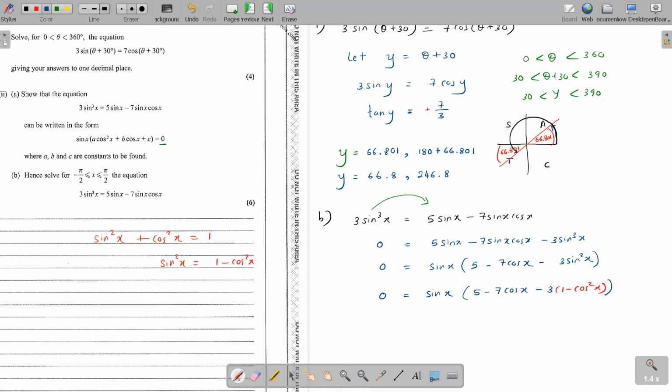So here we have 5 minus 7 cos x minus 3 times sine square x, which will be 1 minus cos square x. That is in addition to the other bracket, so be careful. So 0 equals sine x times 5 minus 7 cos x minus 3 plus 3 cos square x. When I bring everything together, I get 3 cos square x minus 7 cos x, and 5 minus 3 is plus 2. Is that the show that form? Yes, a cos square x plus b cos x plus c. So 3 cos square x minus 7 cos x plus 2. So that's the answer: a, b, c is 3, minus 7 and 2. So that's the answer for part B.